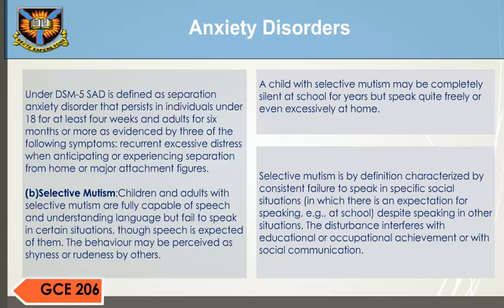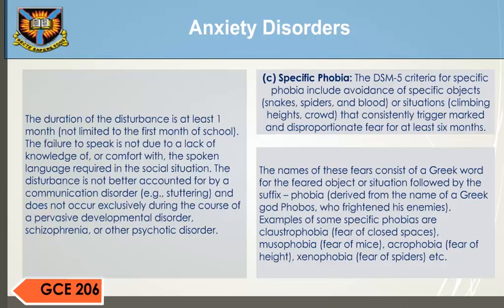Selective mutism is by definition characterized by a consistent failure to speak in specific social situations in which there is an expectation for speaking, for example at school, despite speaking in other situations. The disturbance interferes with educational or occupational achievement or with social communication. The duration of the disturbance is at least 1 month, not limited to the first month of school.